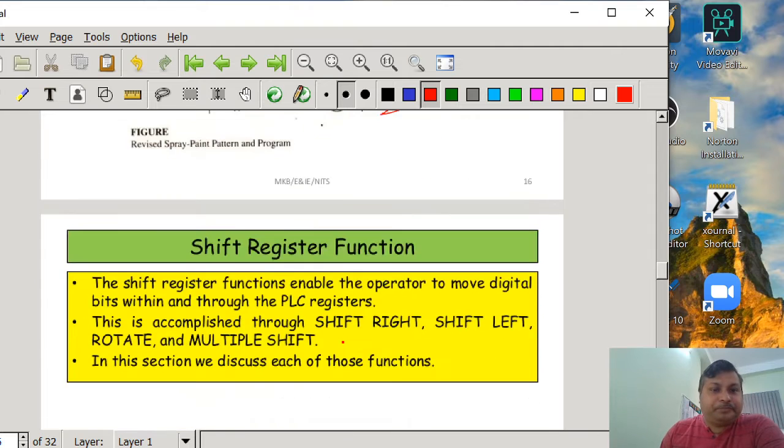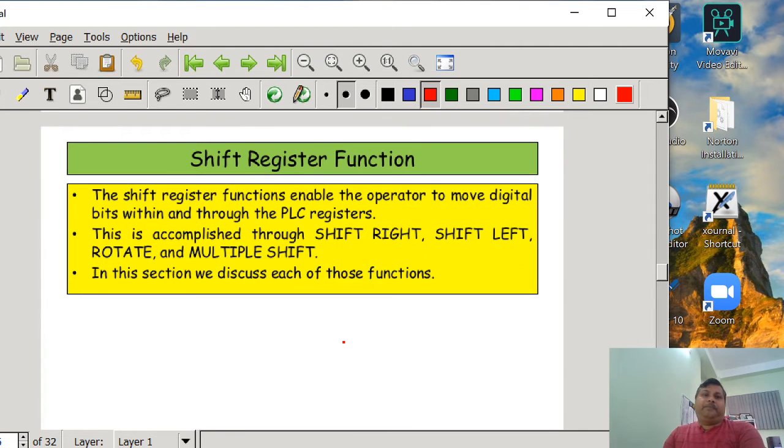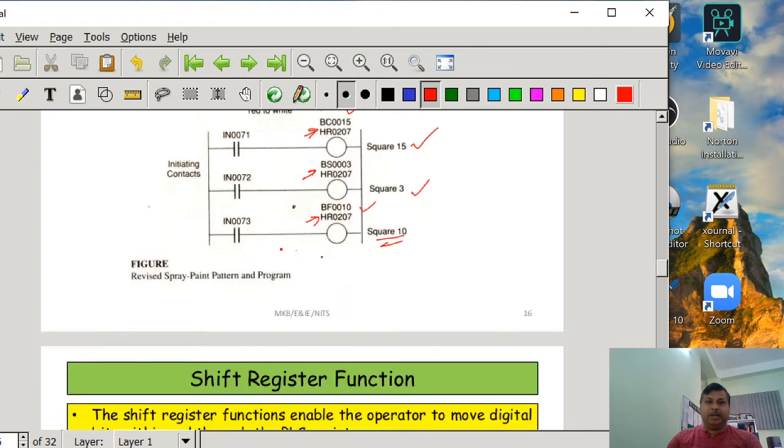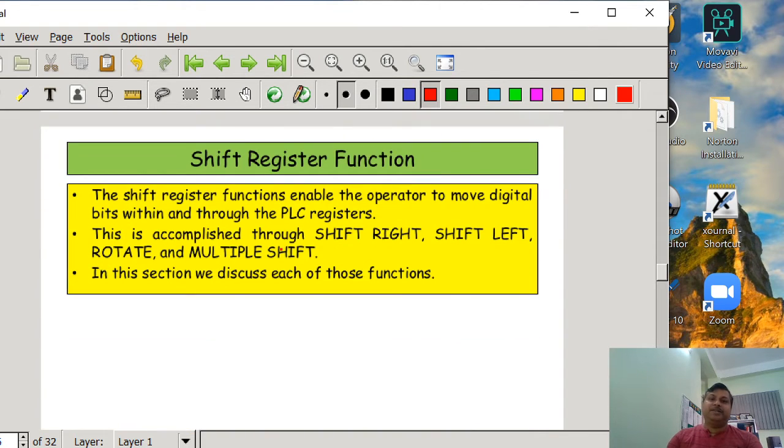Okay, so now another thing that we have to discuss is how to load the data effectively. So then we will use a shift register function. You may have understood it in digital electronics, and we are going to do it in a similar way. The shift register functions enable the operator to move digital bits within and through the PLC registers. This is accomplished through shift right, shift left, rotate and multiple shift.